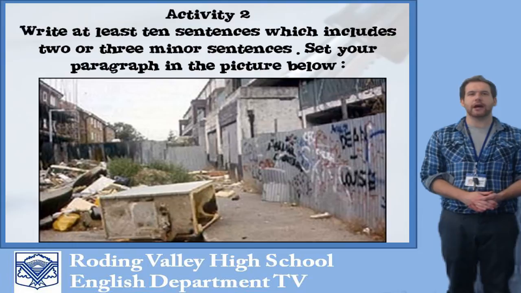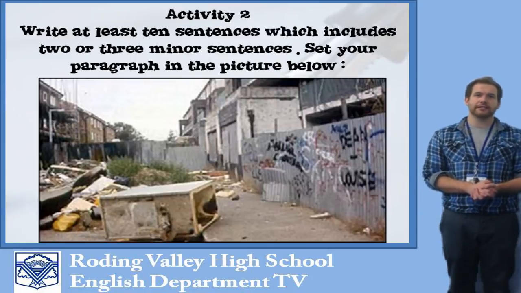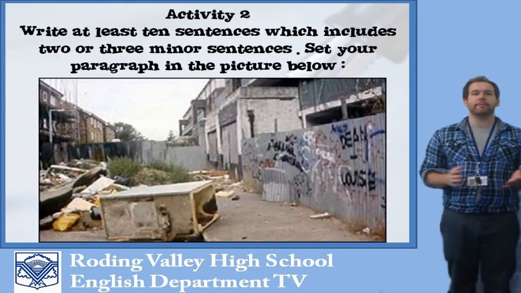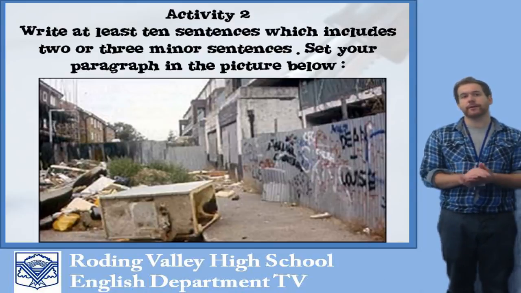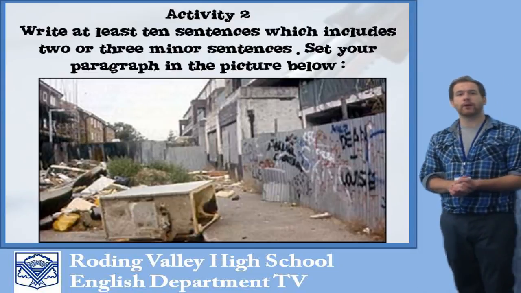Well done. Now for activity 2. Write at least 10 sentences, which include 2 or 3 minor sentences. Set your paragraph in the picture. Maybe try to use some sentences with embedded clauses as well. When the screen becomes bigger, press pause.